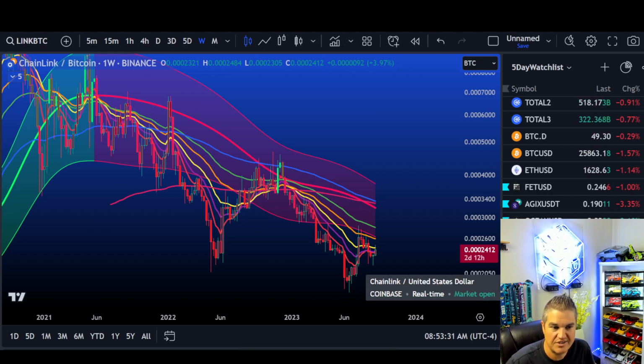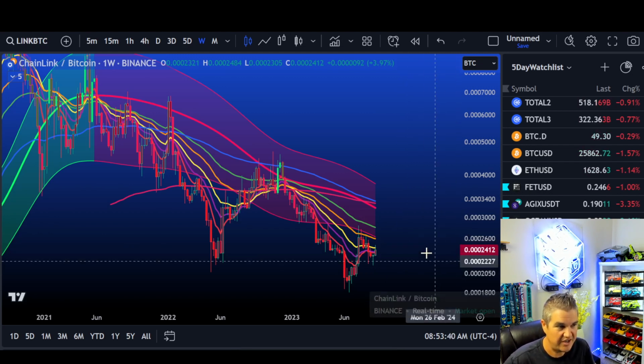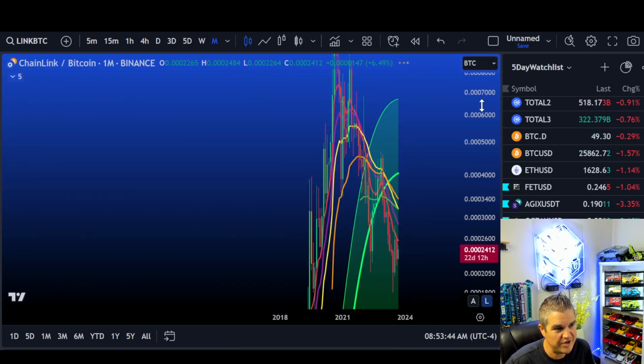Whether or not the price goes up in fiat or USD is irrelevant when talking about your pairings against Bitcoin. Compare your alts to Bitcoin. Put it on the monthly chart even, or the weekly.